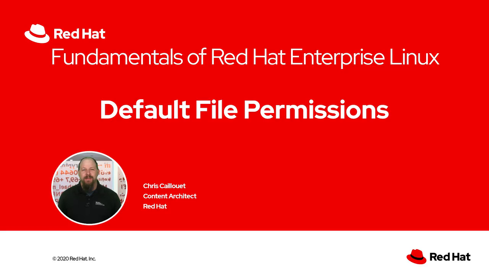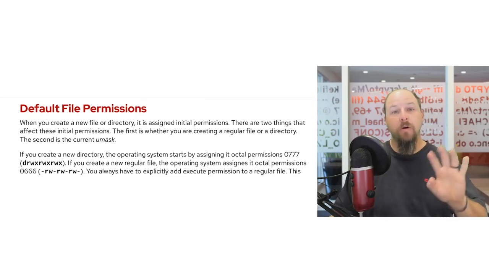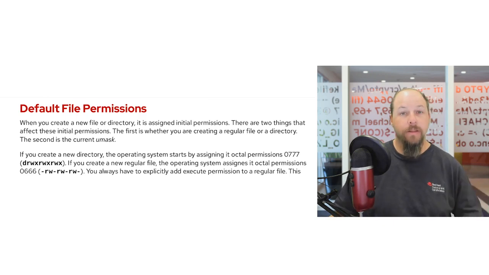When we wish to adapt these, we need to understand the pieces that come into play that set those initial permissions. The first of these is whether you're creating a regular file or a directory. The second thing that impacts these permissions is something called the current UMask.